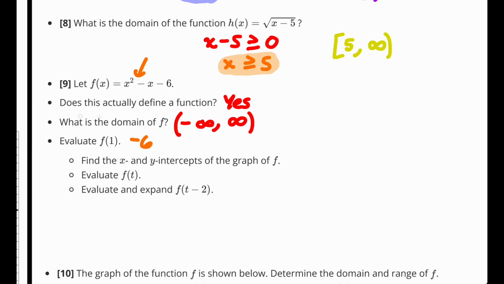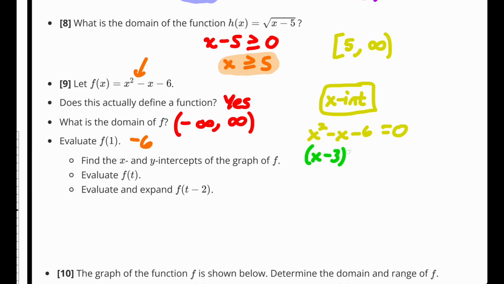Then it says find the x and y intercept. So for the x-intercept, we're going to set y equal to 0, which in this case is the f of x. So we're going to set x squared minus x minus 6 equal to 0. So the y is equal to 0 in this case. We can factor this. So it's going to be x minus 3 and x plus 2. Set that equal to 0. X equals 3 and x equals negative 2. So that's the x-intercept. The y-intercept is when you set x equal to 0.